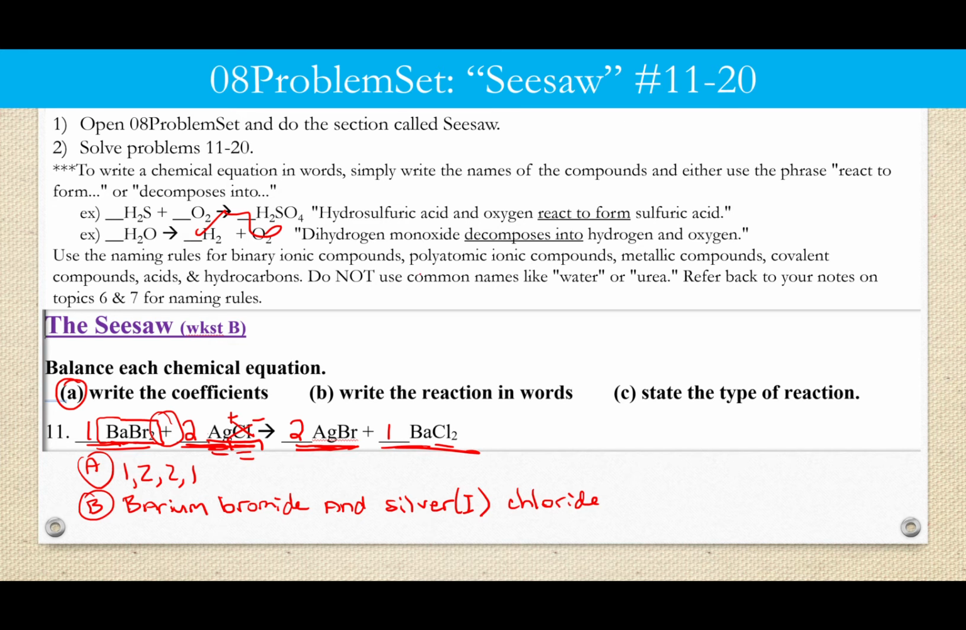He's a sweet kitty. Moving on, barium bromide and silver 1 chloride react to produce, I have 2 products here. Silver bromide, again, bromine like chlorine is a halogen. It has a negative charge, so silver is still that +1 cation. And we're going to write the name, silver 1 bromide and barium chloride.